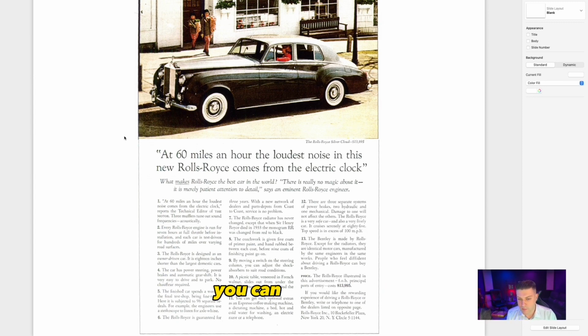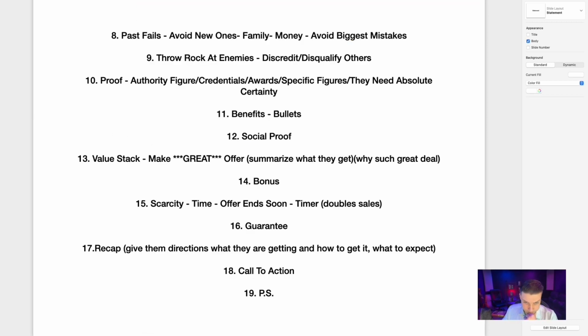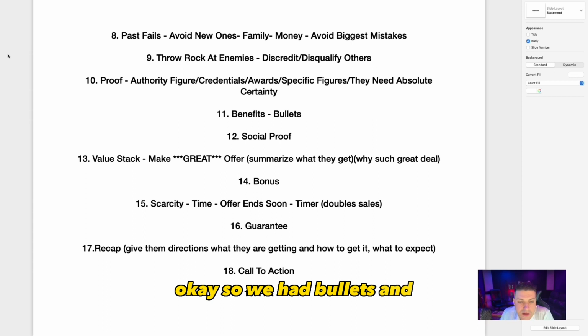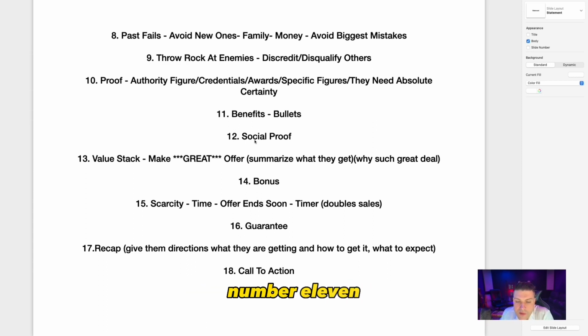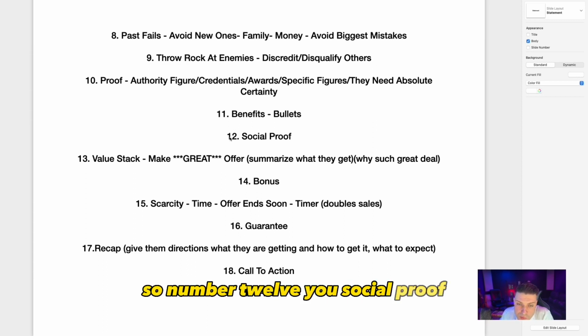You can pause this and read through more of these to get an idea of how bullets and benefits work. There's more that he uses online, and you can always do research online to figure out more about how to use bullets. So we're going back here now. Okay, so we had bullets, and can I find that again? Yep, number 11. So number 12, use social proof.